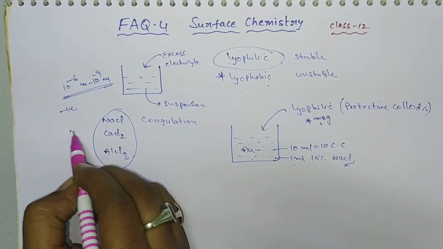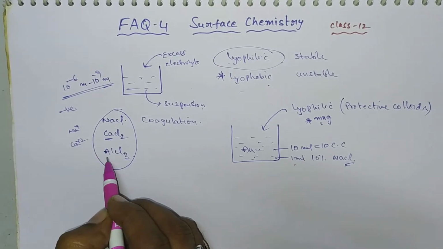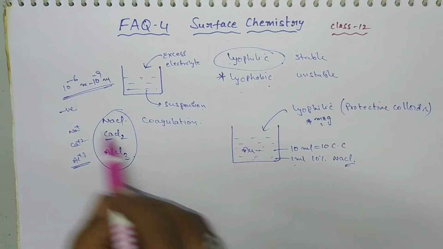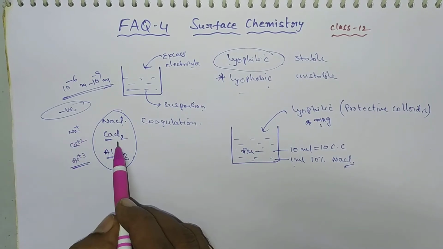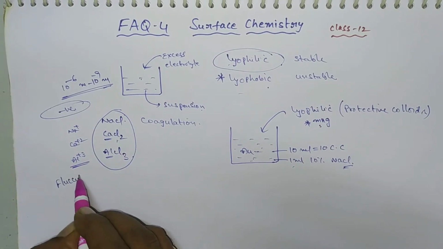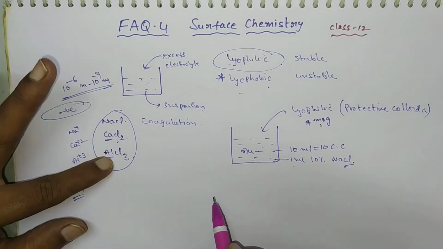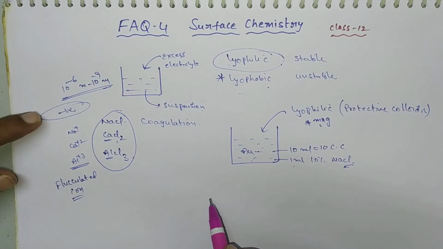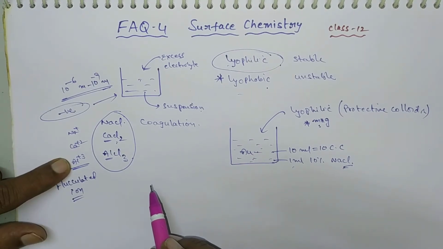Here Na plus ion is responsible for coagulation. In this case Ca plus 2 ion is responsible for coagulation. Here Al plus 3 is responsible for coagulation. So if it is negative colloid, the opposite ion will be responsible for coagulation. The ion from the electrolyte which is responsible for coagulation of a colloidal solution is called flocculated ion. So here it is negative colloid, then the positive ion will be the flocculated ion.